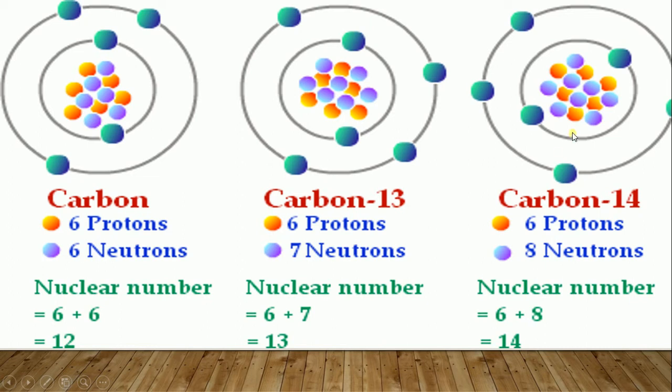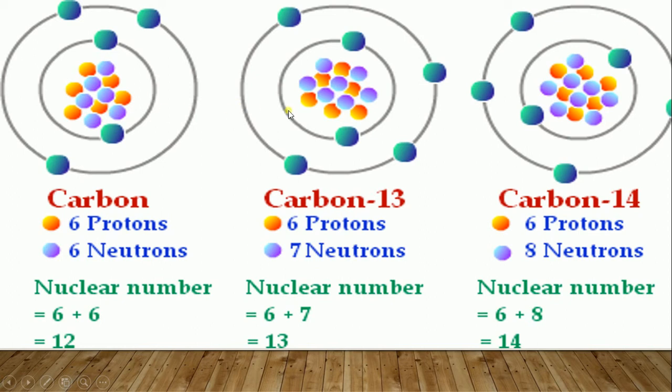Now come towards another carbon. How many protons does this carbon have? 1, 2, 3, 4, 5, 6. And how many neutrons? 1, 2, 3, 4, 5, 6, 7, 8. So there are 6 protons and 8 neutrons. So the total mass of this carbon is 14.